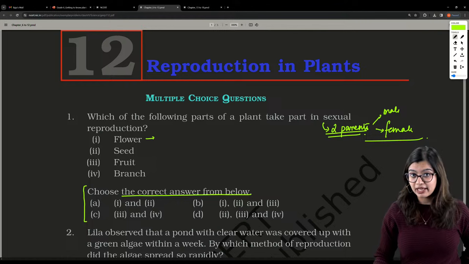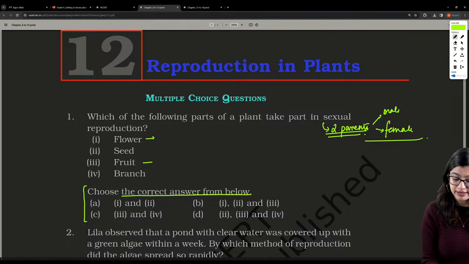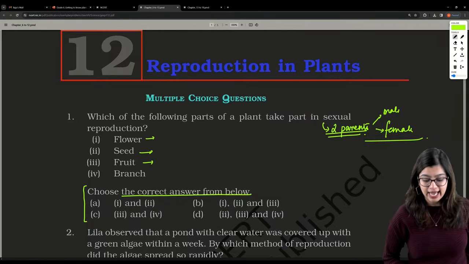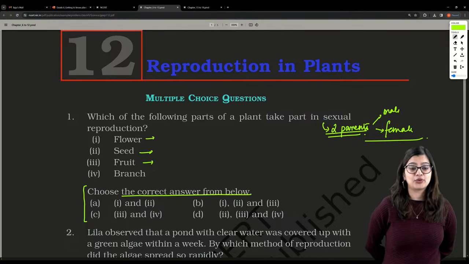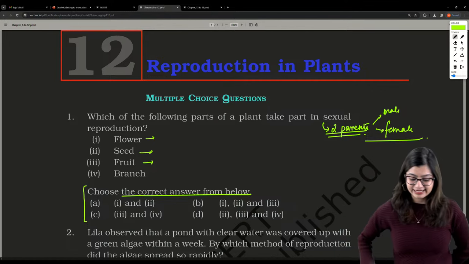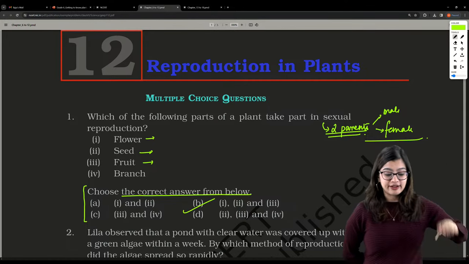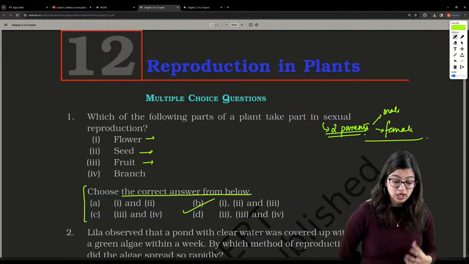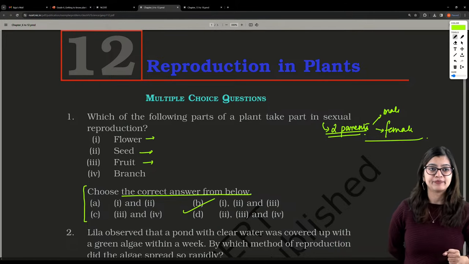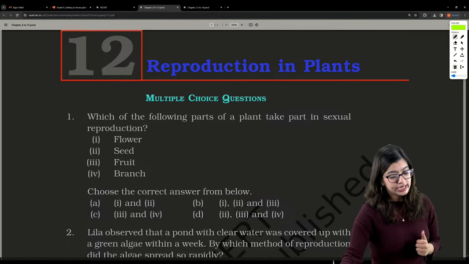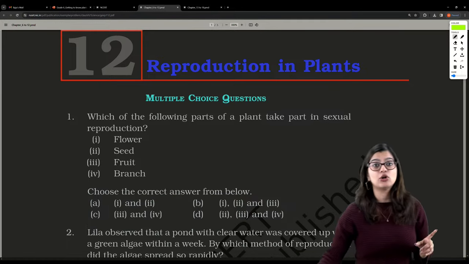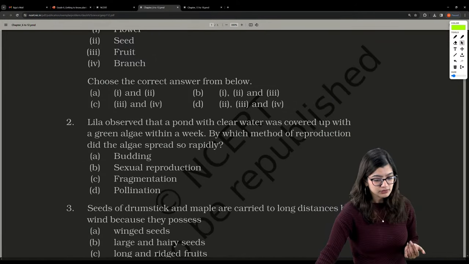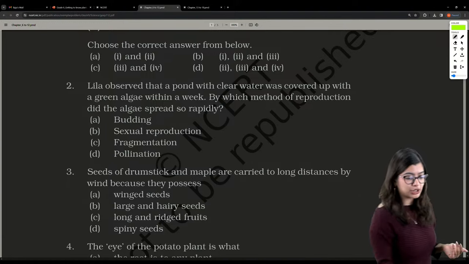Now we know that over a period of time, the ovary that is there will ripen into the fruit and the seed has the embryo. So based on this, what would be the answer? Exactly, the correct answer is option B, where flower, seed and fruit are different parts involved in, let's say, sexual reproduction. So are we clear? Very good. It is not only flower and seed, it is also the fruit, because the fruit consists of the seed. Yes. Now let's have a look at question number two.